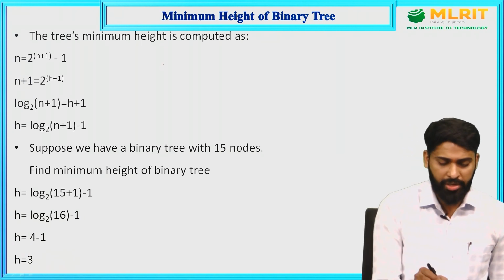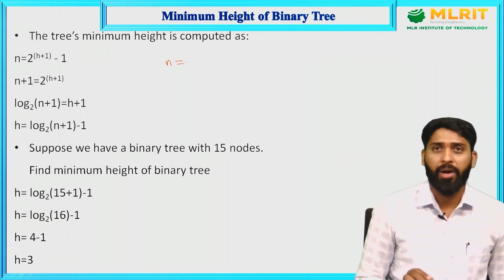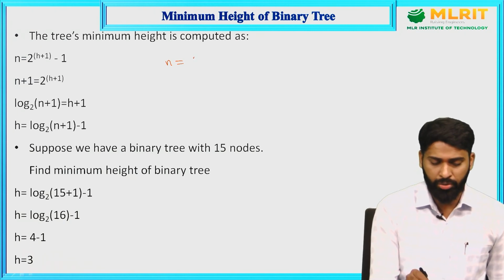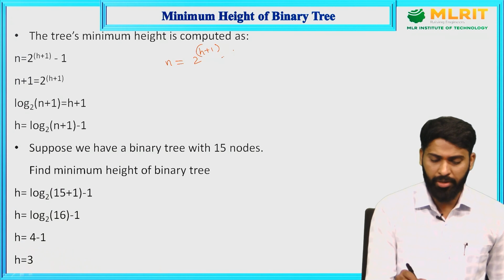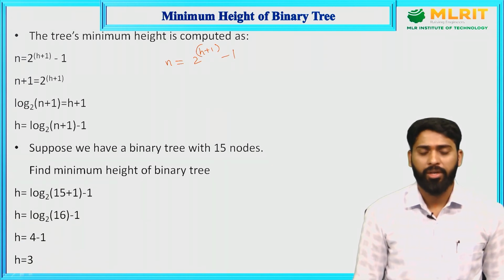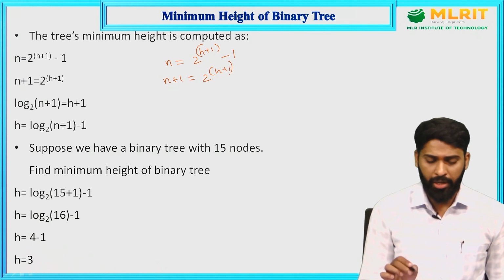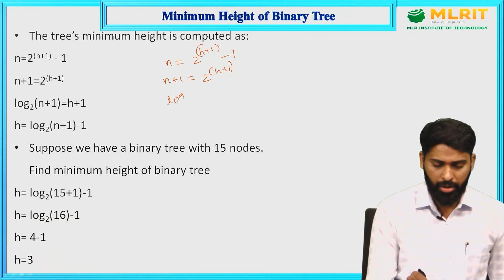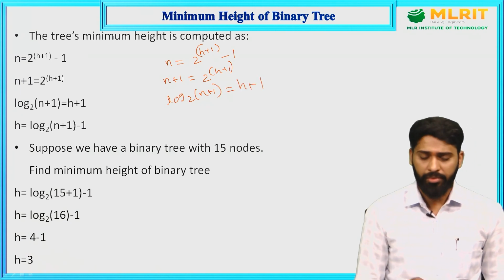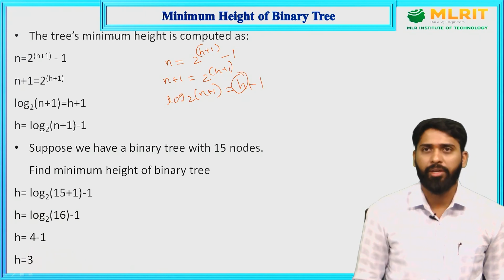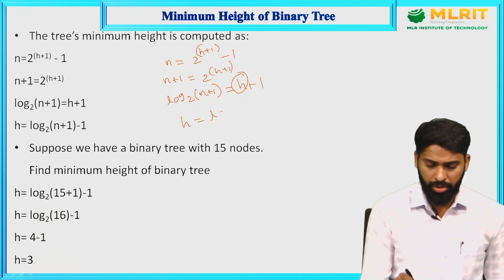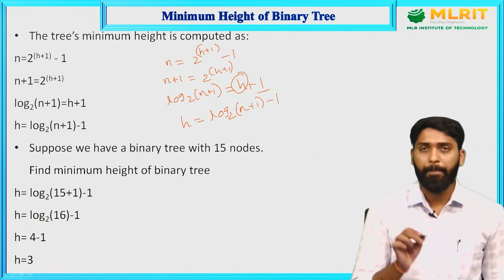Okay. So, now we see how to find the minimum height of a binary tree. Already we know that the maximum number of nodes present in a binary tree is n equals 2 power h plus 1 minus 1. Now add 1 here. It becomes n plus 1 equals 2 power h plus 1. Now apply logarithm: log 2 of n plus 1 equals h plus 1. Now, here we are going to find the minimum height. So, h equals log 2 of n plus 1, and the plus 1 becomes minus 1.